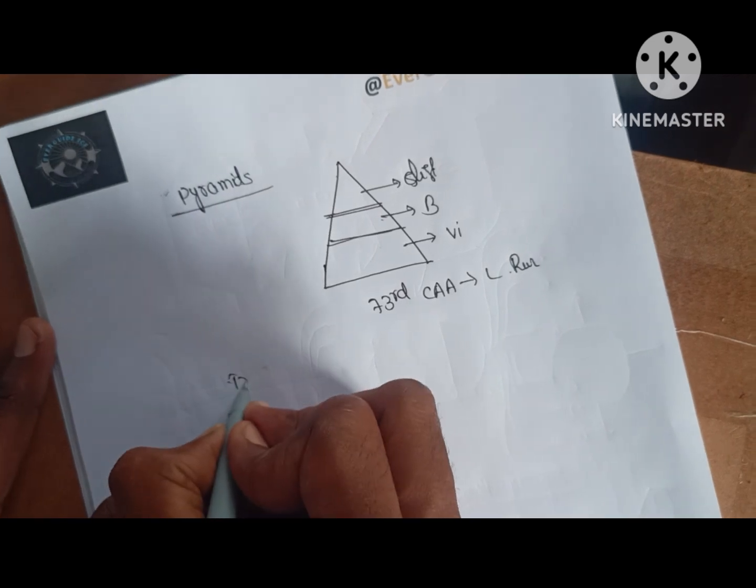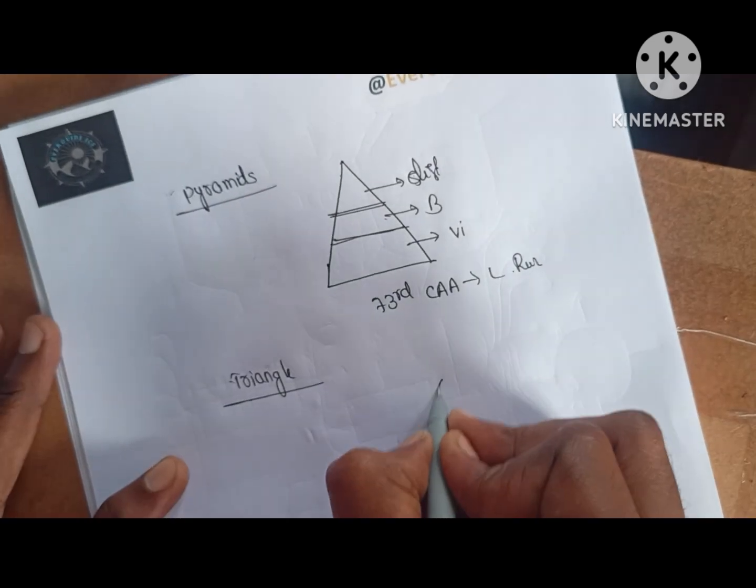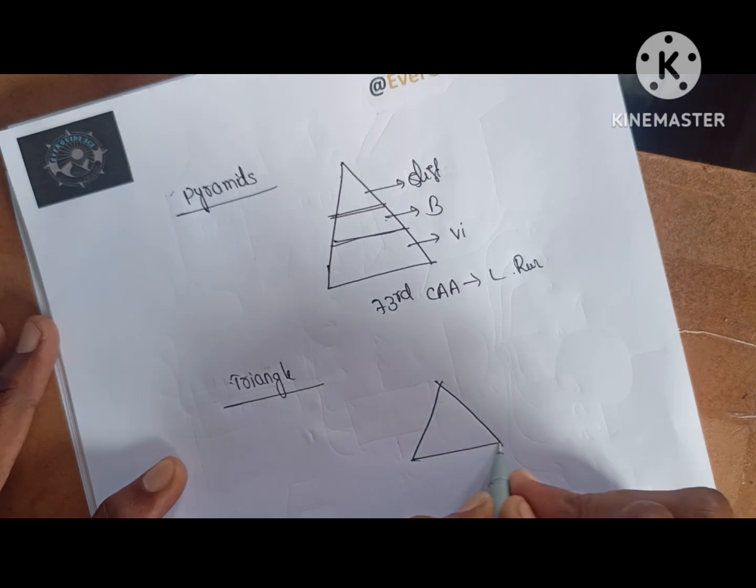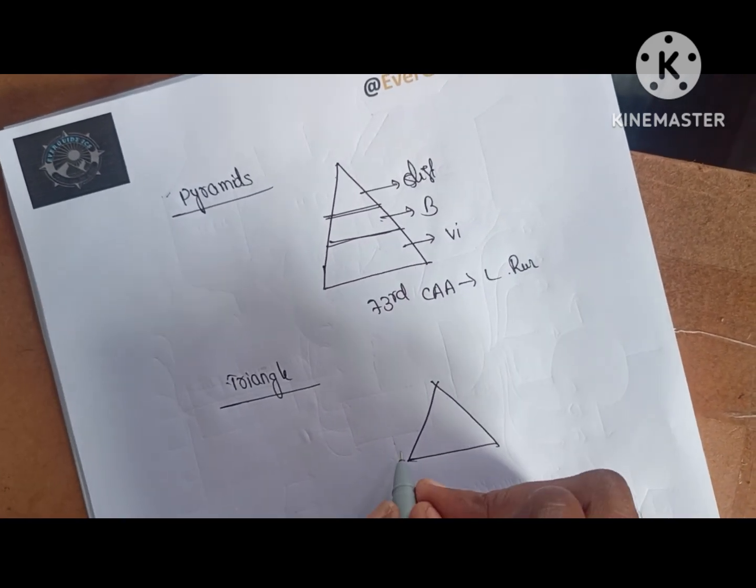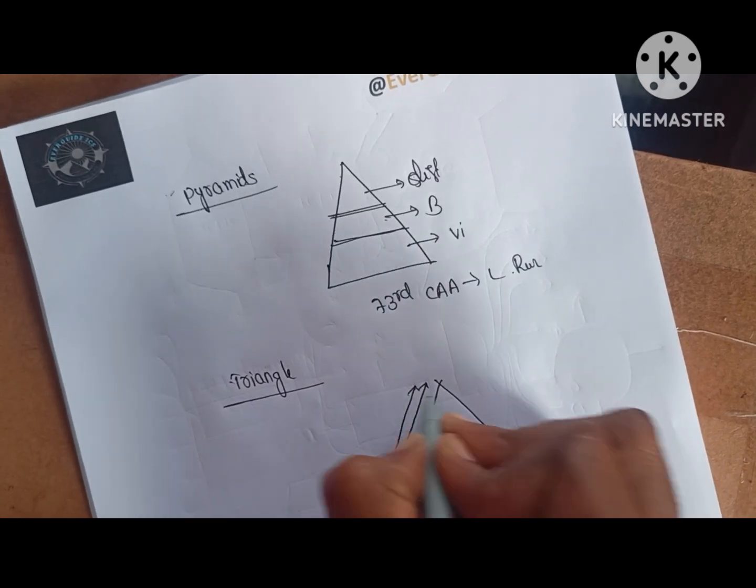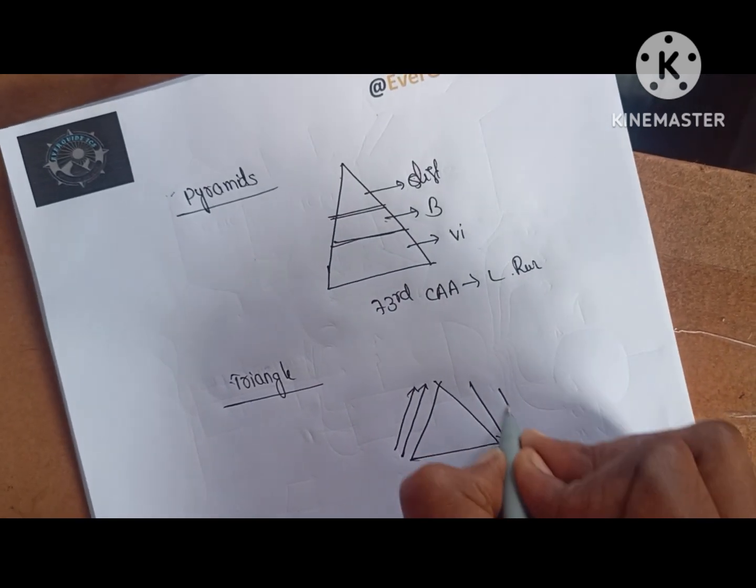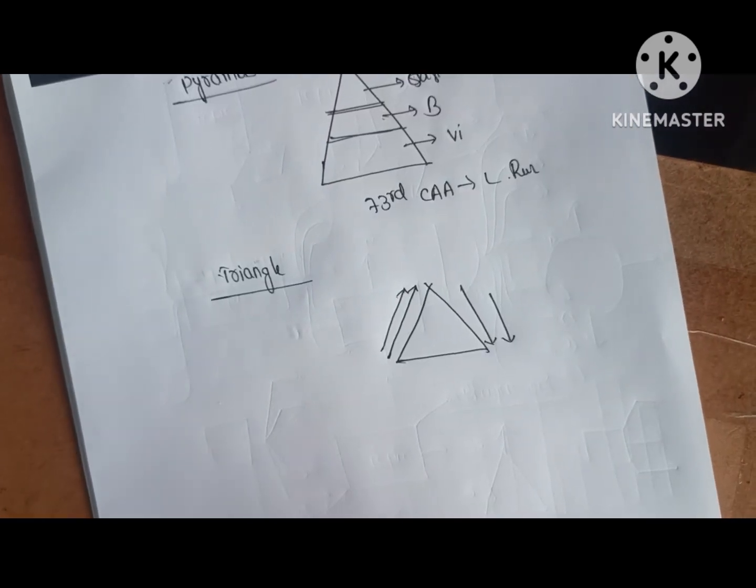And a triangle is used to show concepts like the bottom-up and top-down approach and similar concepts. You can draw a triangle for this.